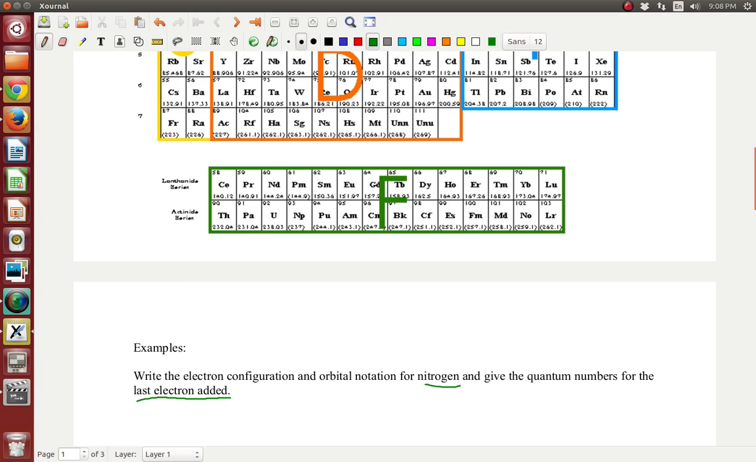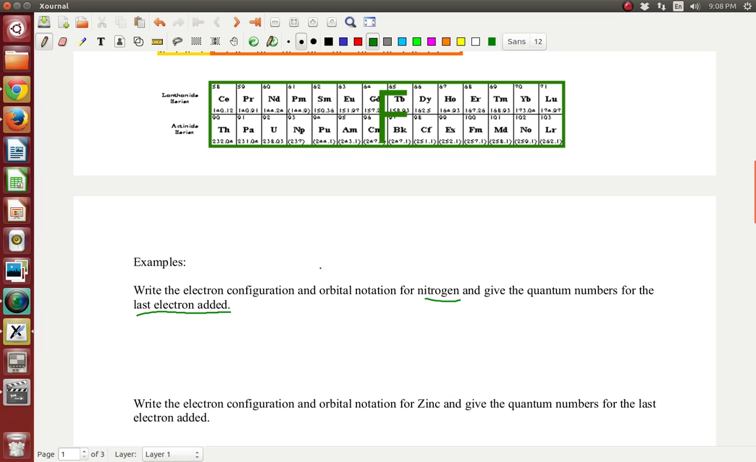So that's the electron configuration: 1s2, 2s2, 2p3. Now what's the orbital notation? 1 shape for s, 3 shapes for p's. Up, down, and the p's have 3, 1, 2, all spin up. And then it says to give me the quantum numbers for the last electron added.